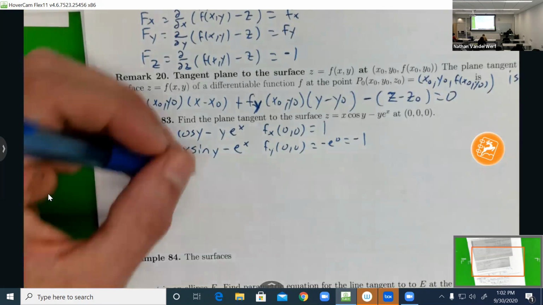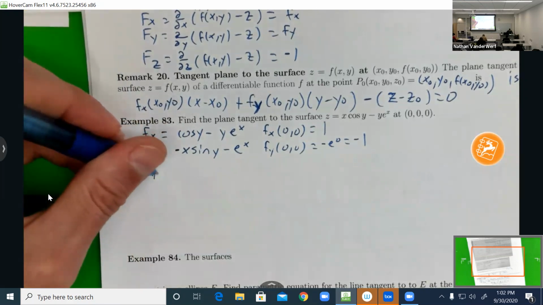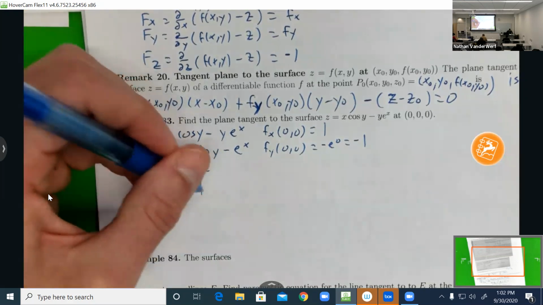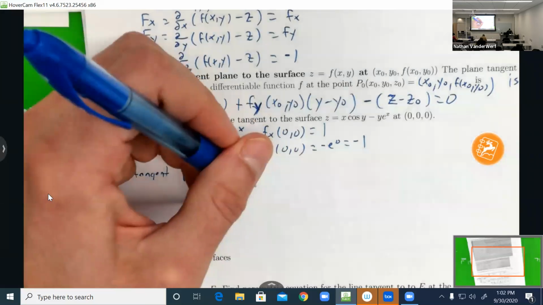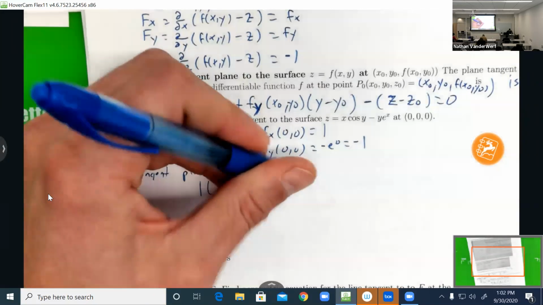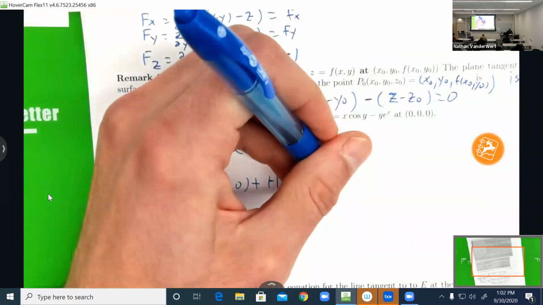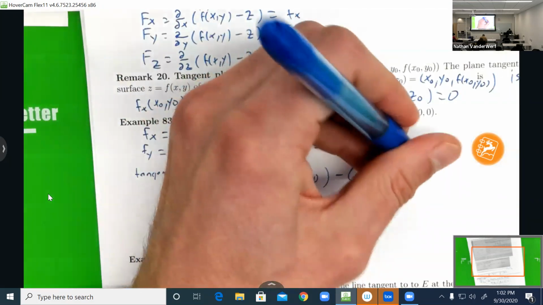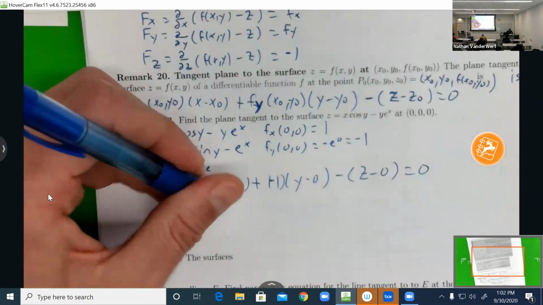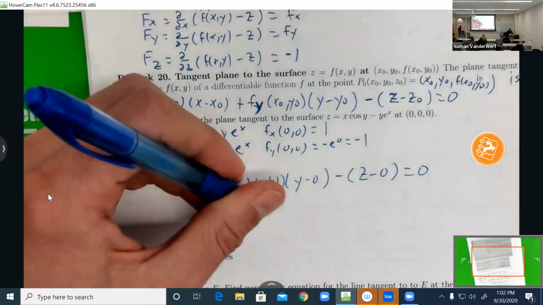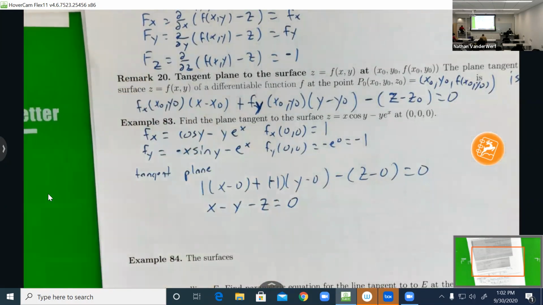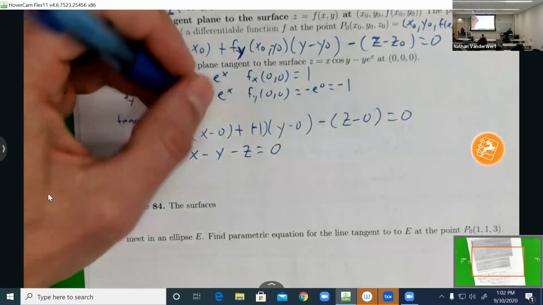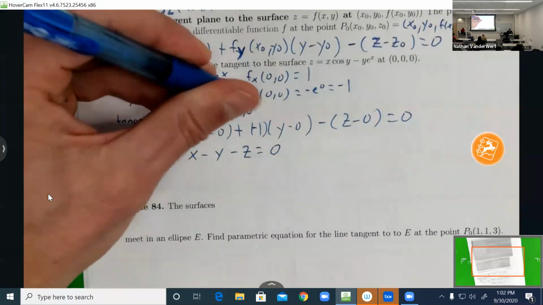So the tangent plane here is going to be 1 times x minus 0 plus minus 1 times y minus 0. And then we always just add this minus z minus 0 equals 0, or x minus y minus z equals 0. That gives us the tangent plane at 0, 0, 0.